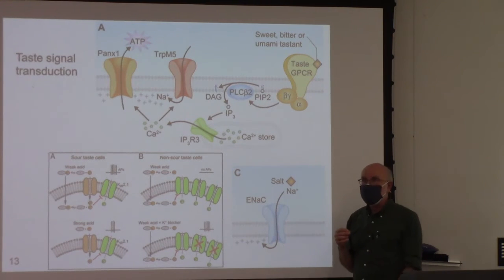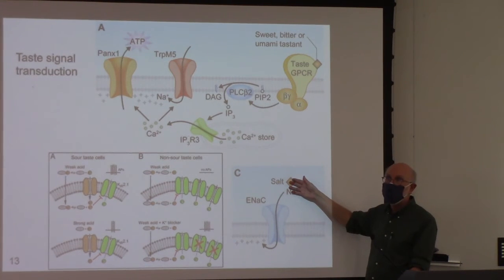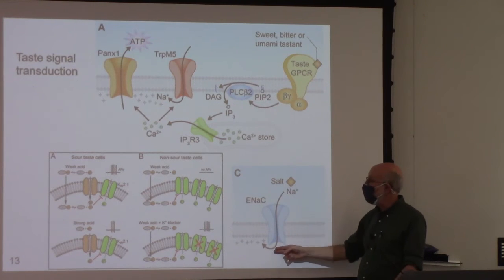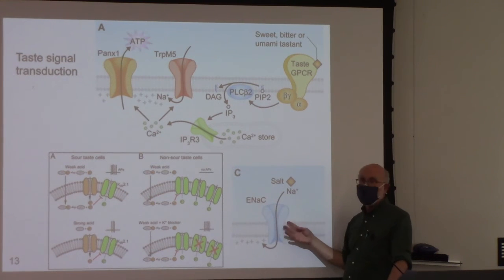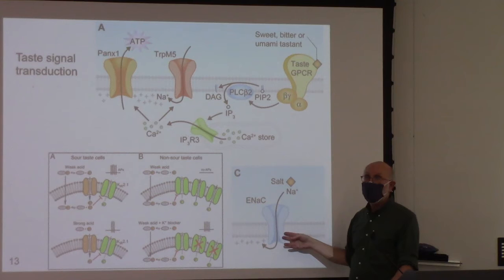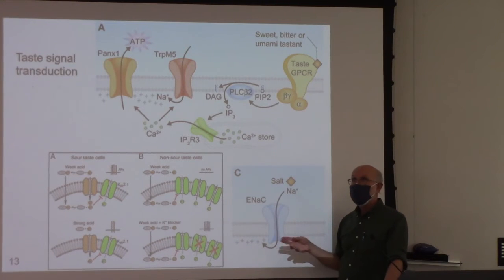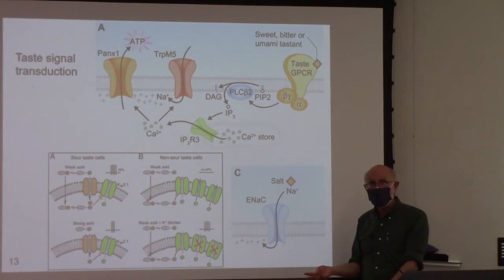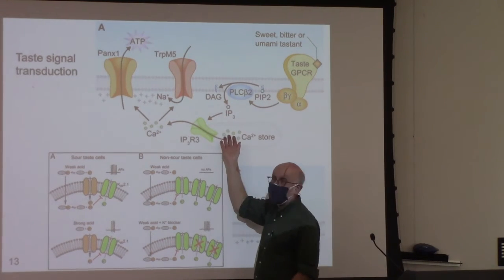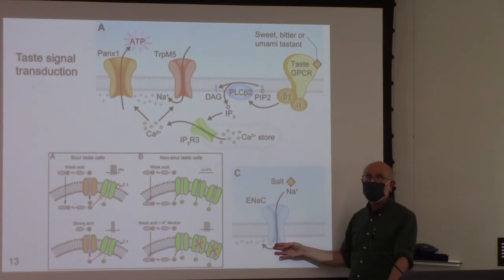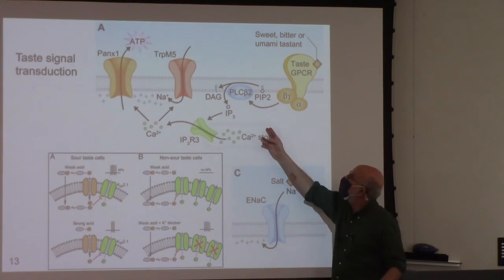The next easiest one is salty. If we put salt on the tongue, the sodium goes through a constitutively active sodium channel. This is not voltage gated. This is just a leak sodium channel. More sodium influx. What does that do? Depolarizes. What does that do? Opens voltage gated calcium channels, calcium influx, neurotransmitter release. So here the calcium is from these stores, and here the calcium is through voltage-gated calcium channels because the stimulus causes a depolarization, not a G protein.